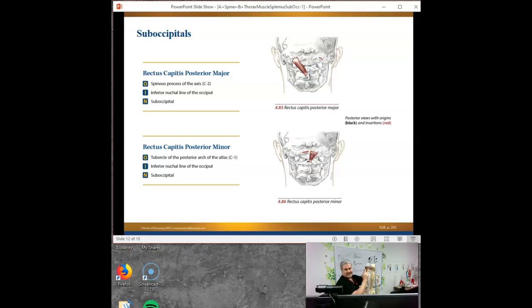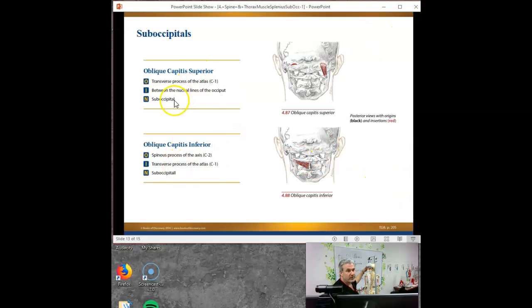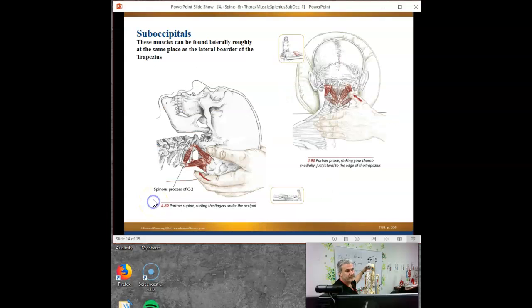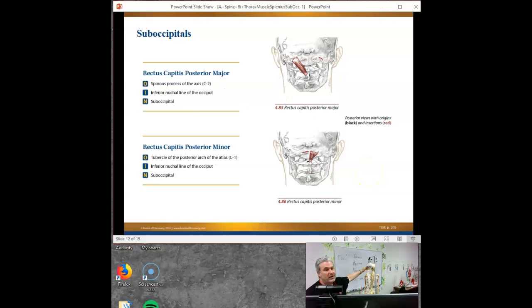And all of these, I think, have origins on the inferior nuchal line. Let me make sure they're right. Oh, that's nitpicky. All right, bear with me a second. So, you've got this rectus capitis posterior minor going down to C1, right? And rectus capitis posterior major going down the spinous process of C2.